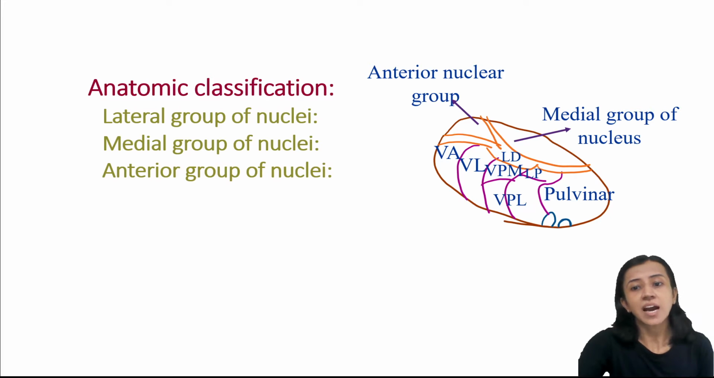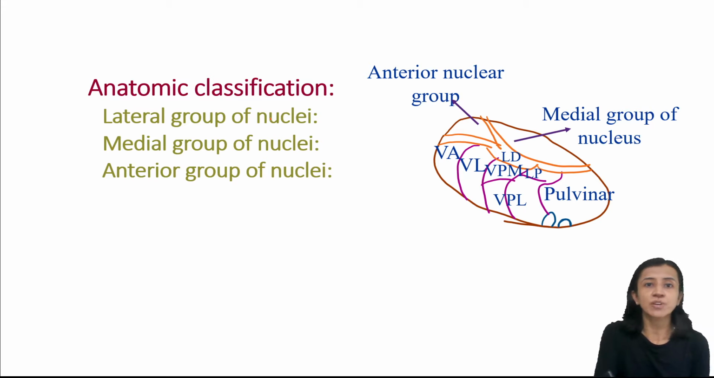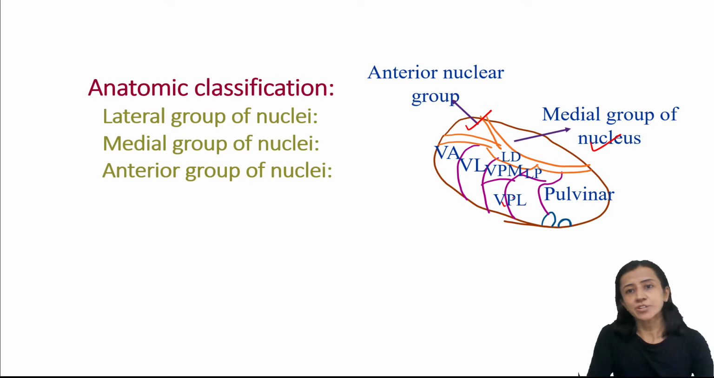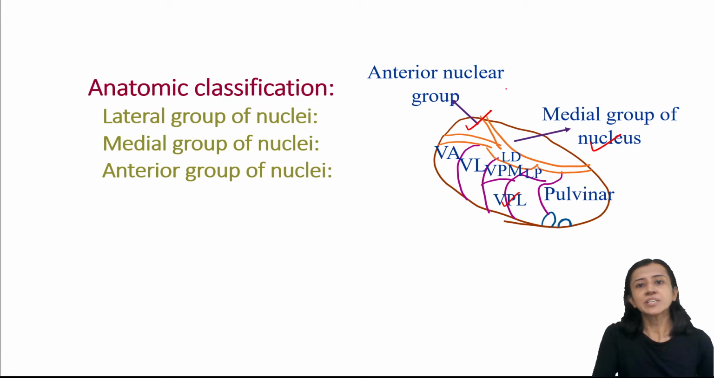The nuclei of the thalamus are divided by two classifications. One is the anatomical classification, the second is the functional classification. So first we discuss the anatomical classification of the nuclei of the thalamus. First of all, these nuclei are majorly divided into three groups: the anterior group, medial group and lateral group of nuclei. So lateral, medial and anterior group.